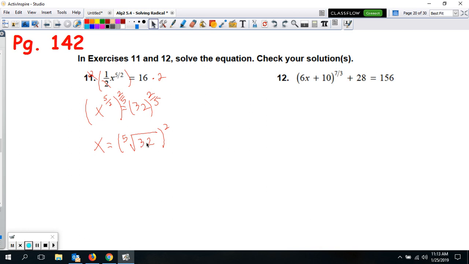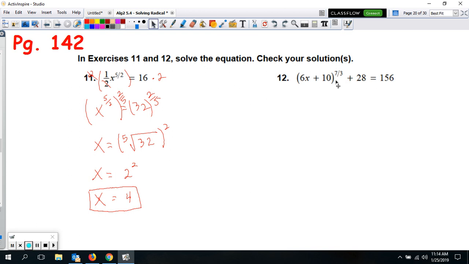That's a perfect number there. 32 is a perfect 5th root. So this is really just 2 squared. So we're going to see x is equal to 2 squared, so x is equal to 4. And again, we can always double check that by plugging it back in and checking our solutions. But no, this one is 4.